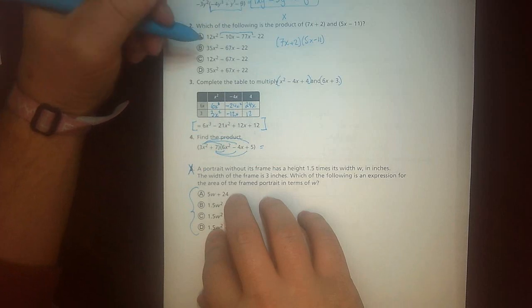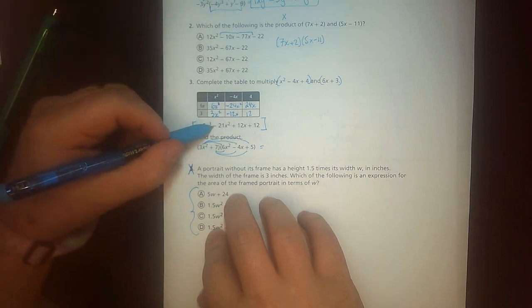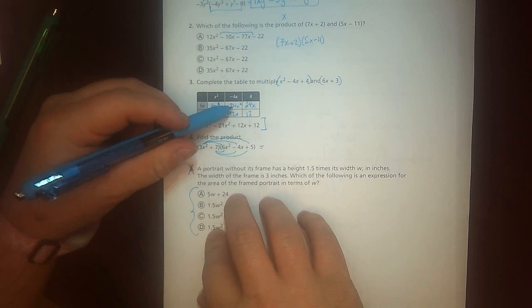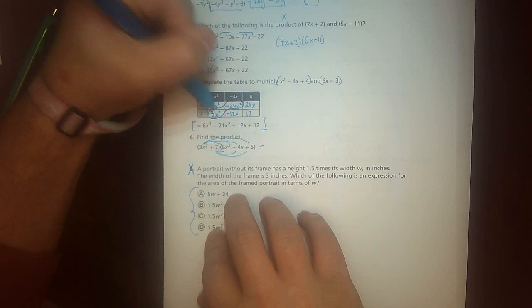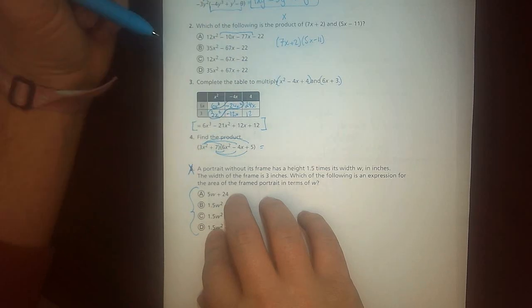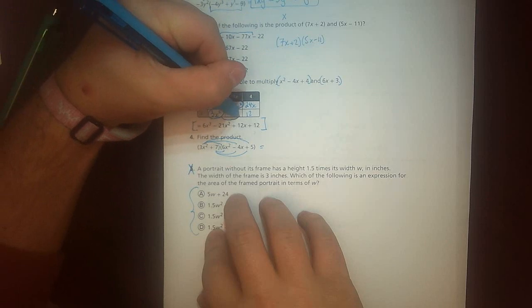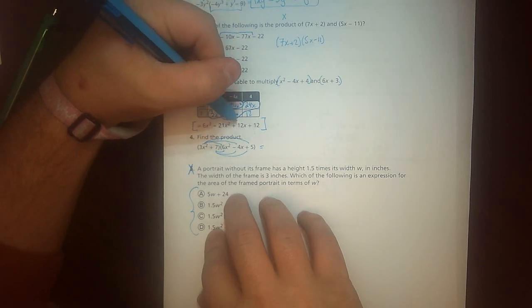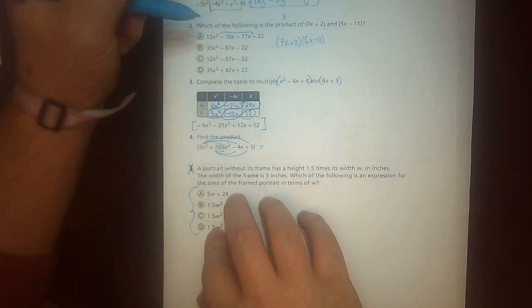So now we have 6x cubed. Okay, that's right there in the answer. Then the next part is minus 21x squared. Well, we have a negative 24x squared and a 3x squared. So these would combine together. Negative 24x squared plus 3x squared is negative 21x squared. Then to get the next term of 12x, you would combine these two terms. Okay, 24x minus 12x equals 12x. Then we have the 12 right here. Okay, 12, like that.